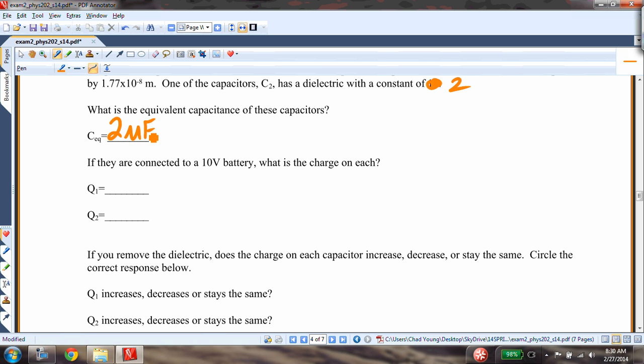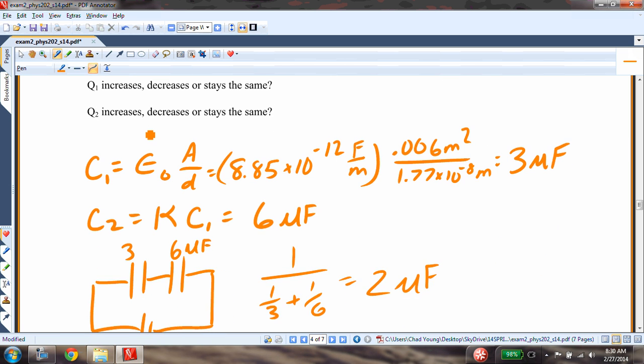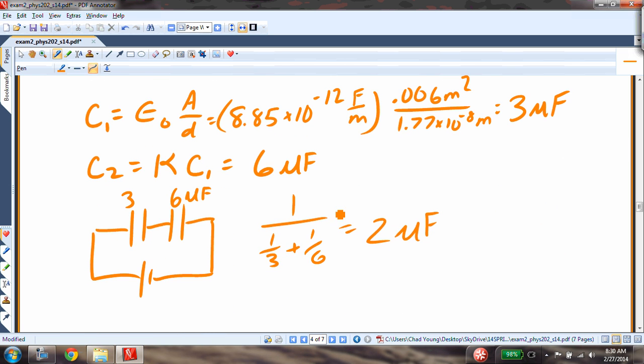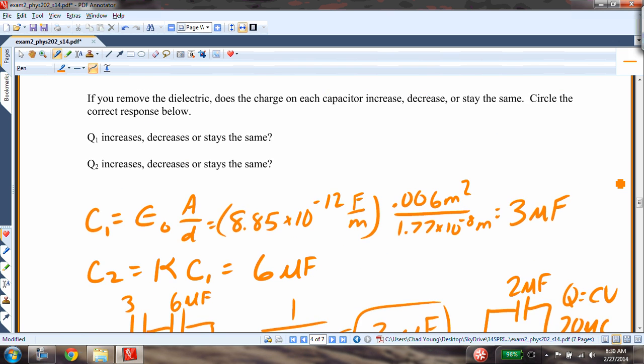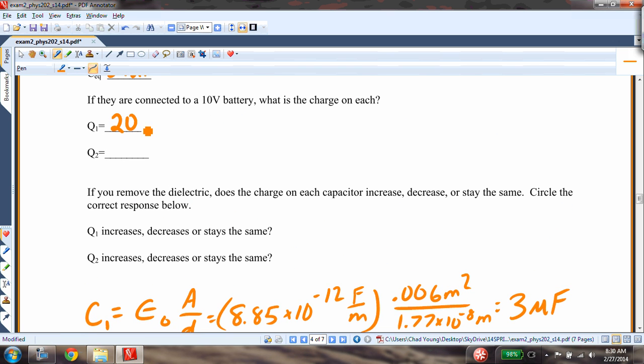And then if they're connected to a 10-volt battery, what is the charge on each? Well, they're in series, so they're going to have the same charge, and they will have the same charge as the equivalent capacitance. So if they're in series, 10-volt battery, 2 microfarad, it's going to have 20 microcoulombs. That is Q equals CV. Q is equal to 2 microfarads times 10 volts, or 20 microcoulombs. So both of them will have 20 microcoulombs.